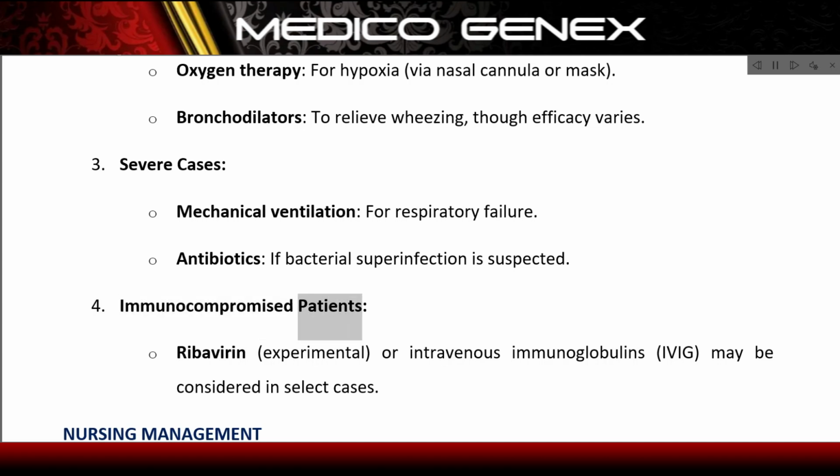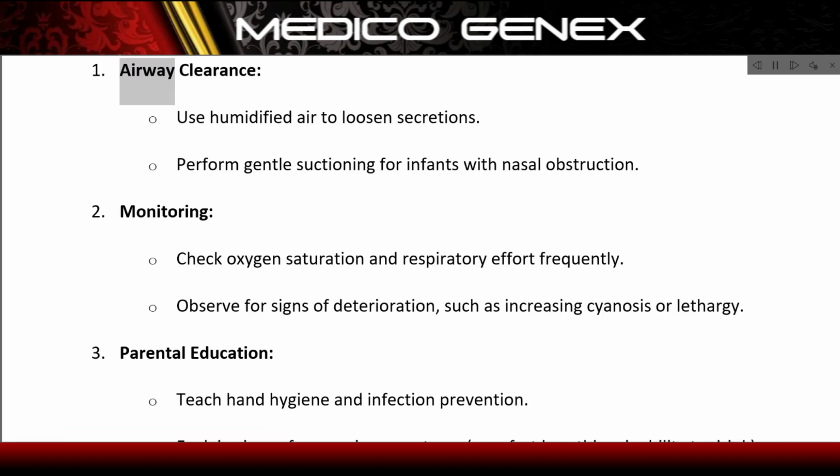Immunocompromised patients: ribavirin, experimental, or intravenous immunoglobulins, IVIG, may be considered in select cases. Nursing management. Airway clearance: use humidified air to loosen secretions. Perform gentle suctioning for infants with nasal obstruction. Monitoring: check oxygen saturation and respiratory effort frequently. Observe for signs of deterioration, such as increasing cyanosis or lethargy.